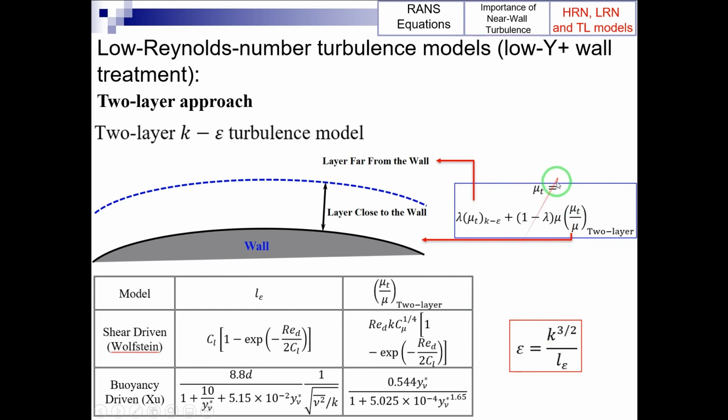So here we are blending smoothly the values of eddy viscosity for the layer far from the wall with the layer close to the wall. Lambda here is the blending parameter, which is defined in this equation. Re asterisk y is the model coefficient.